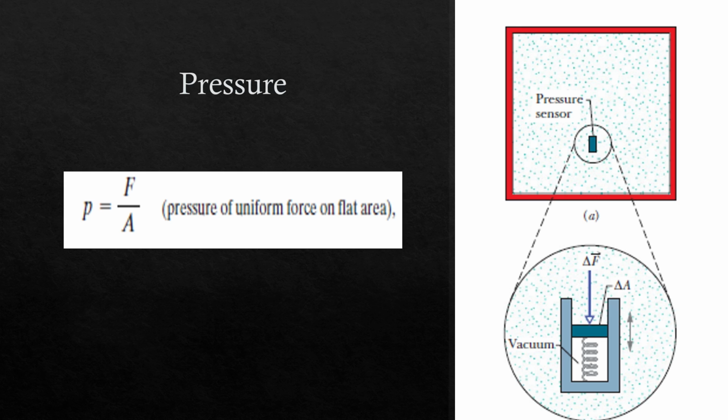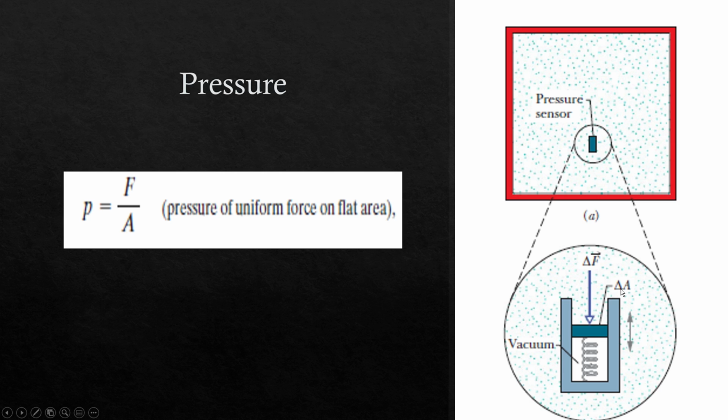A readout arrangement allows us to record the amount by which the calibrated spring is compressed by the surrounding fluid, thus indicating the magnitude delta F of the force that acts normal to the piston. We define the pressure on the piston as P equals F per A. The force that's pushing into the area.